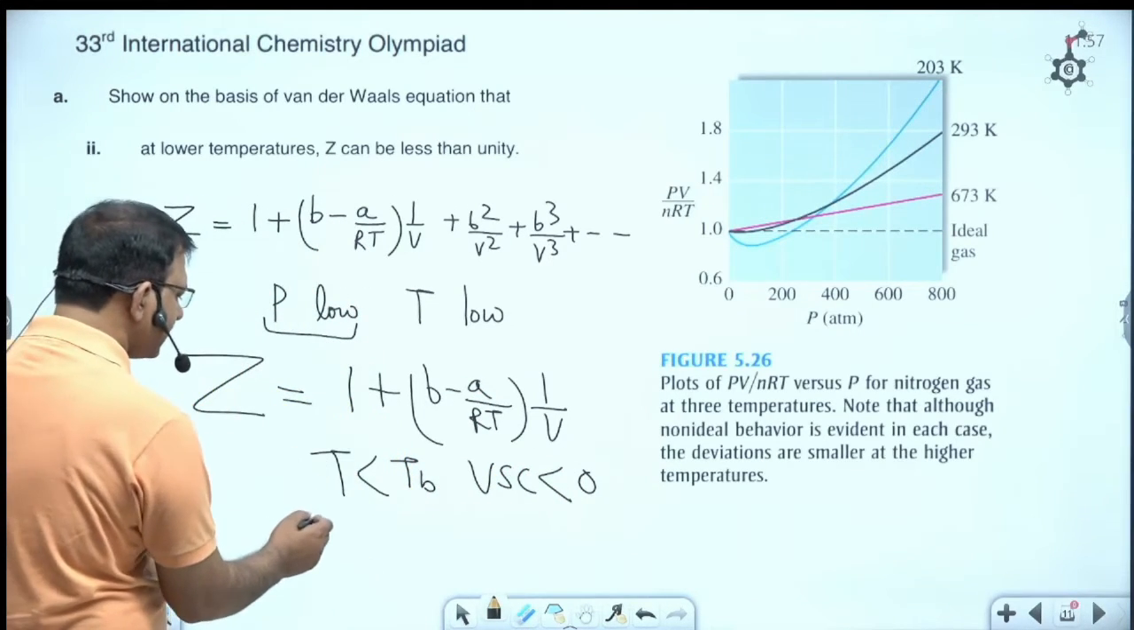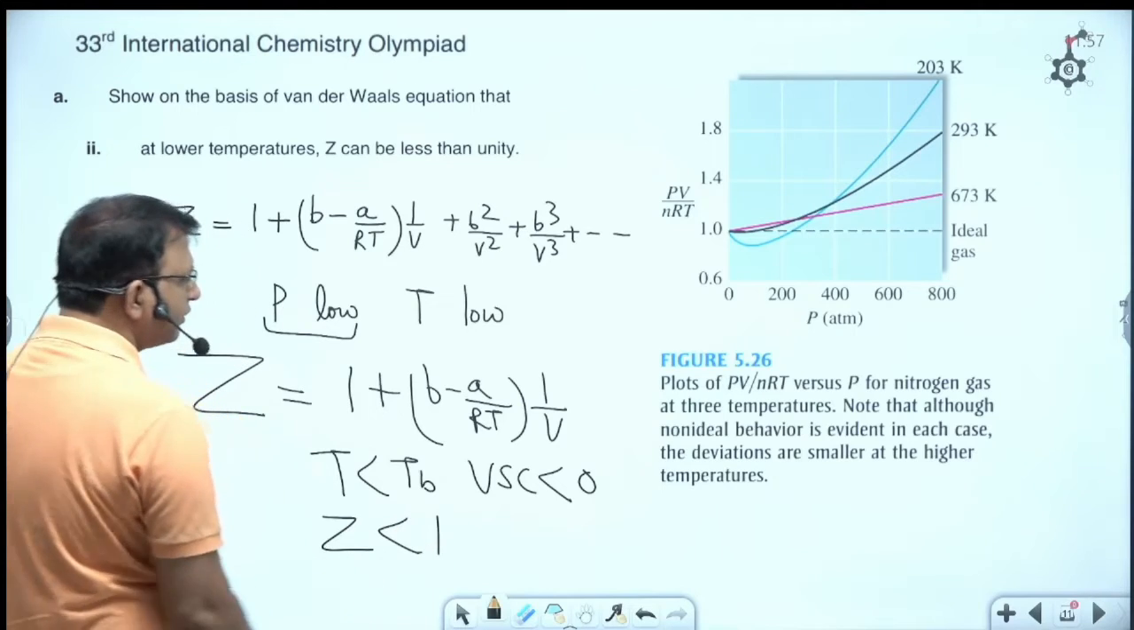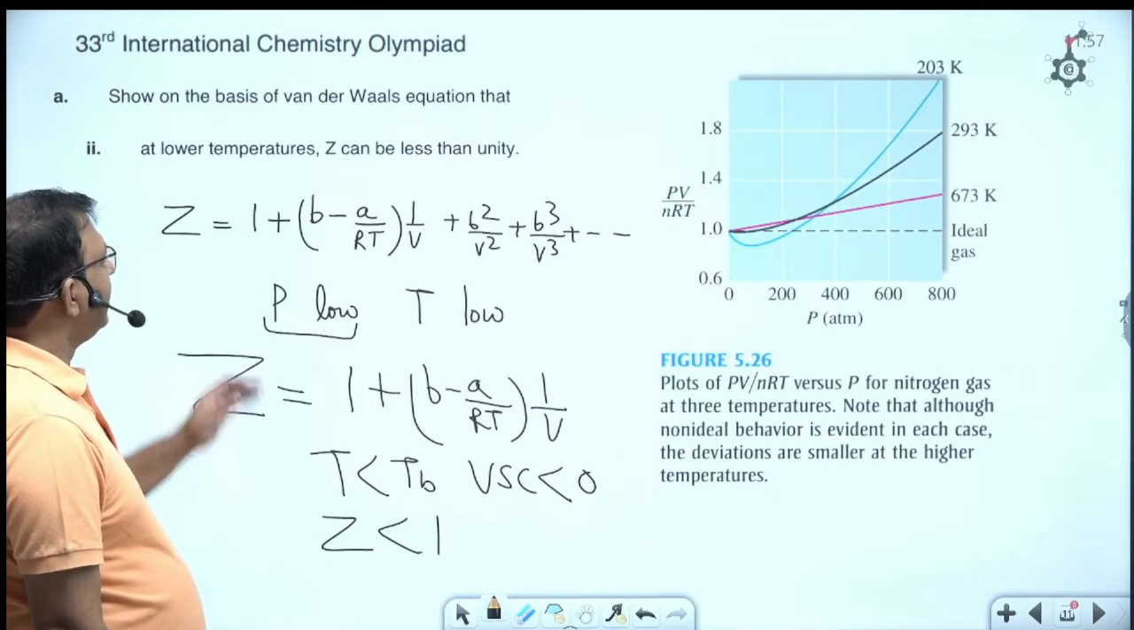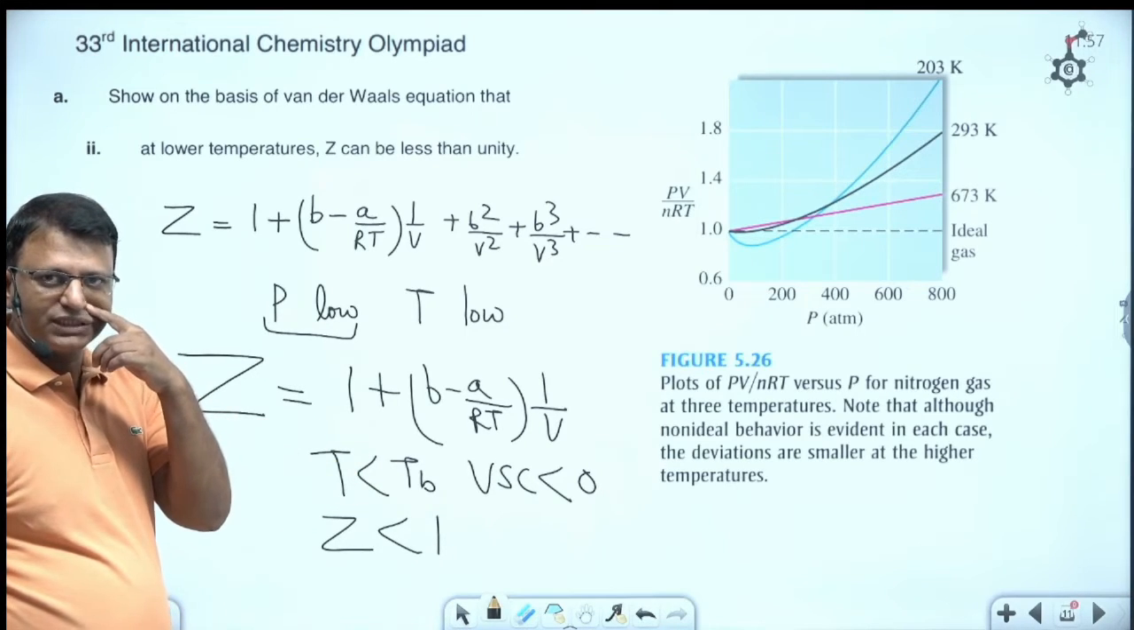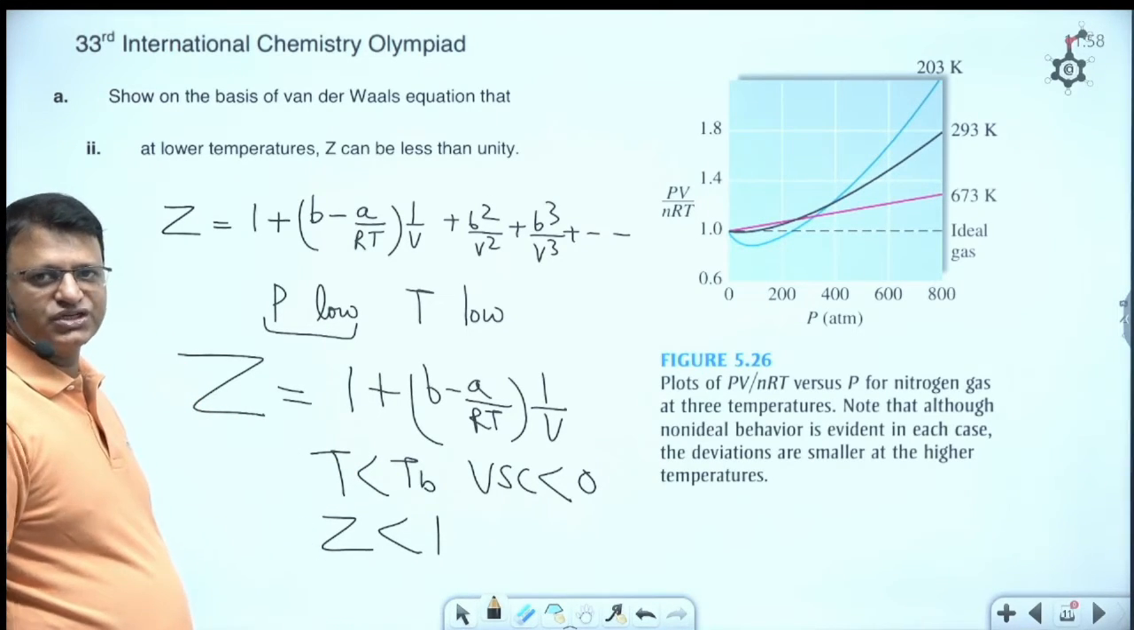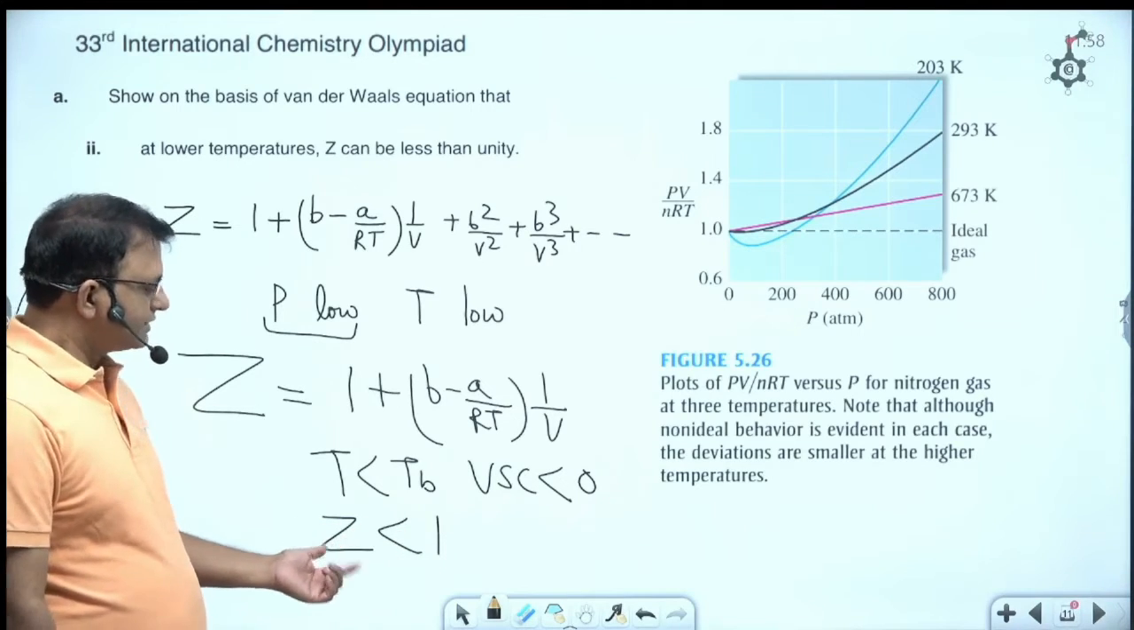And from there we can say that Z is less than 1 for a van der Waals real gas at low temperature. When the temperature is below its Boyle's temperature and we are in the low pressure range, then we can say that Z is less than 1.